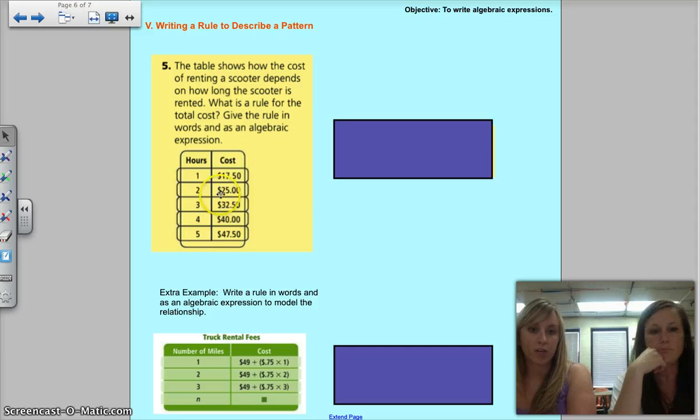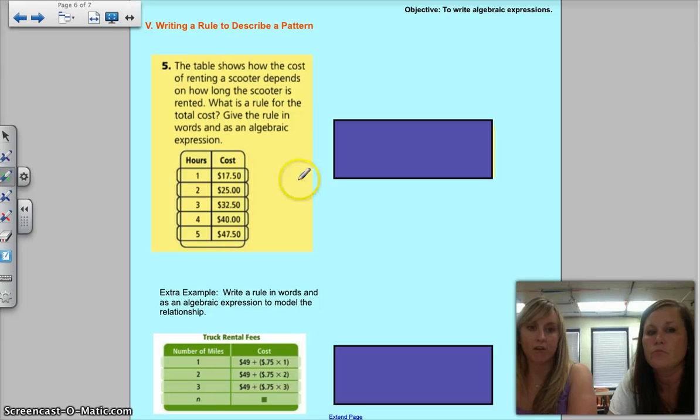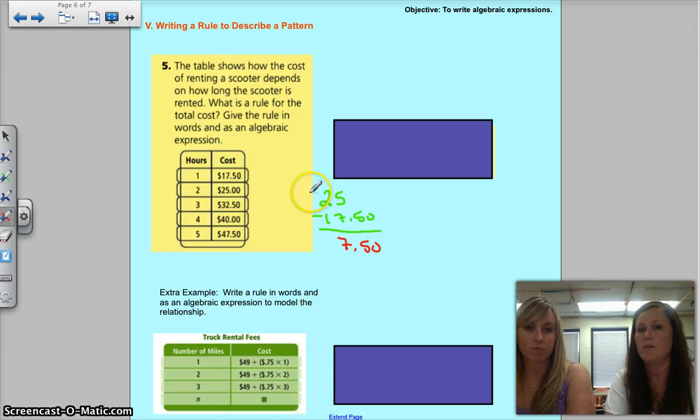Okay? So I'm looking at 1 hour at $17.50, 2 hours, $25. Probably need to subtract those to see the difference between them. So I would do $25 minus $17.50 to find the difference, and we're finding that is a difference of $7.50. So I know that for every hour, it costs me $7.50.